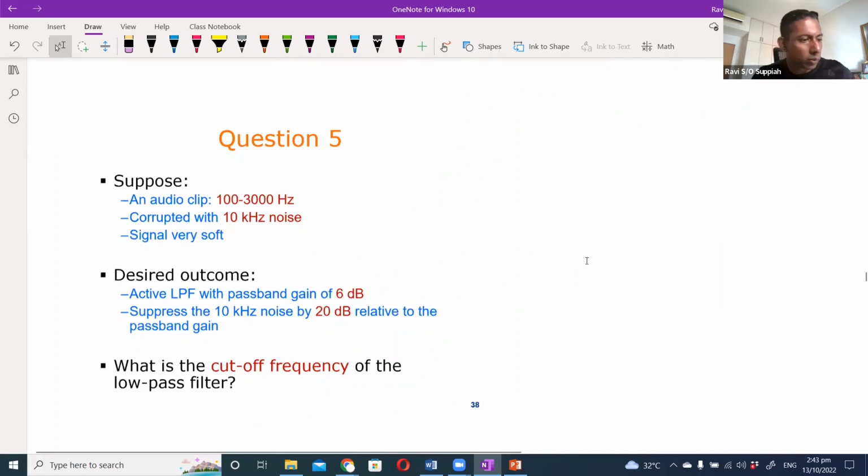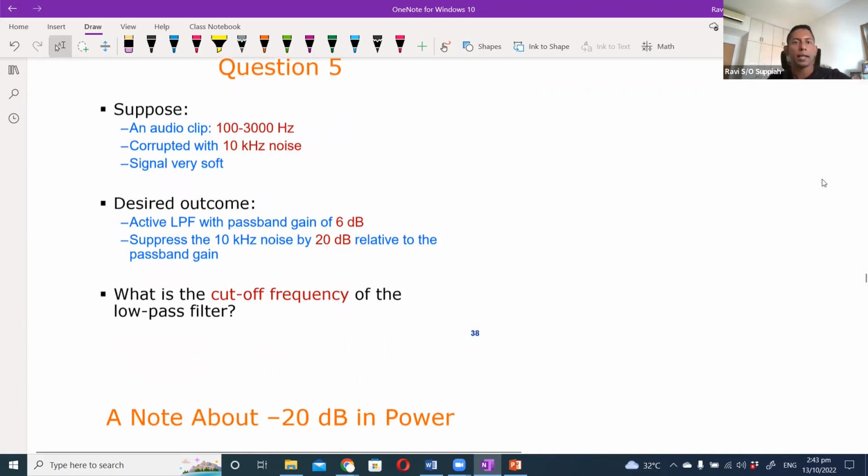Okay, let's go on to the next question. The next few questions are all quite similar and related. It's all about filter design. We are given an audio clip in the range of 100 to 3000 hertz corrupted with 10 kilohertz noise, and the signal is also very soft. What we want is an active low pass filter with pass band gain of 6 dB, suppressing the 10 kilohertz noise by 20 dB relative to the pass band gain.